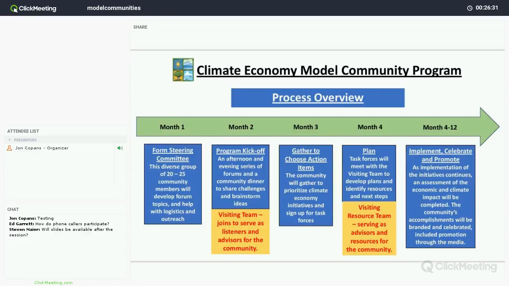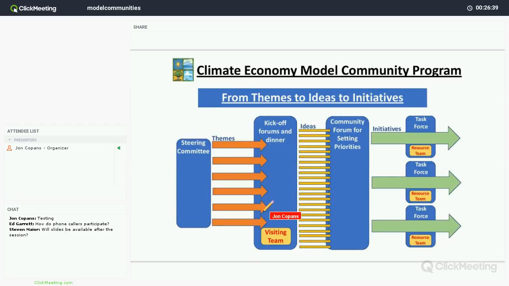Now I've got a couple more slides that present another picture of this process. This next one helps to show how the steering committee helps to develop themes for the conversation, and then at the community forums you turn those themes into a set of specific ideas, and then when the committee reconvenes, they set priorities, and then you choose a set of initiatives, right? So you go from themes to ideas to specific initiatives that the community has selected as priorities.